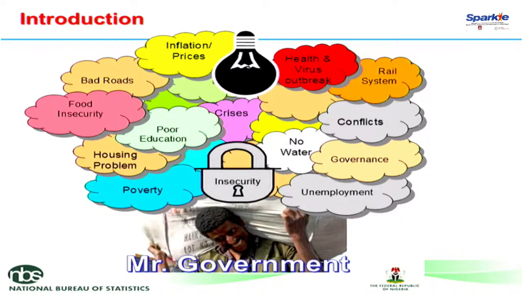All right. To save us the stress, the man below is Mr. Government. The government are all the various parastatals that are set up to help government achieve its mandate, isn't it? And as government, you are saddled with trying to find solutions to the issues of poverty, housing problems, poor education, food insecurity, bad roads, inflation, price crisis, no water, governance issues in themselves, then unemployment, conflicts.